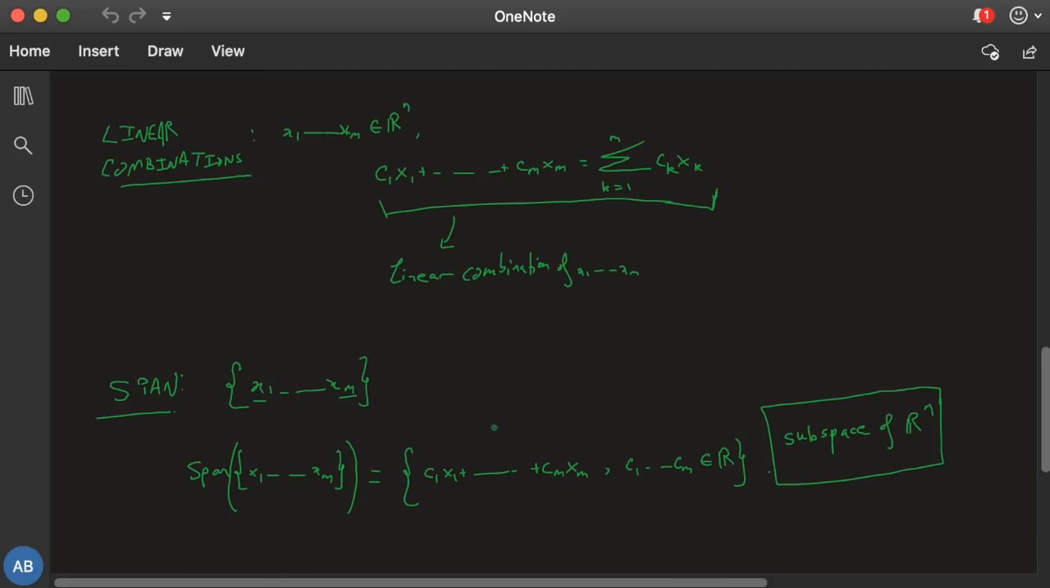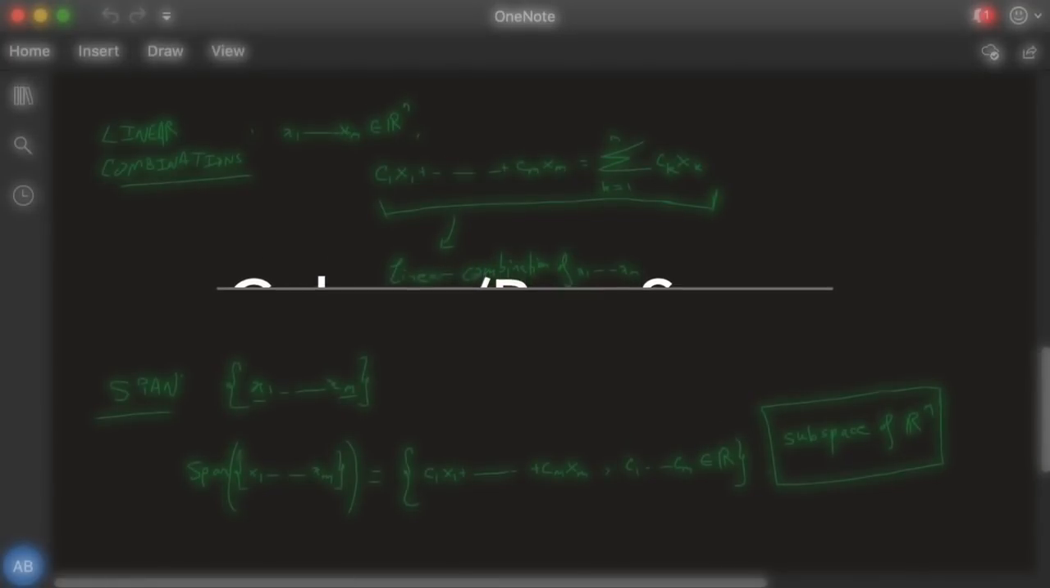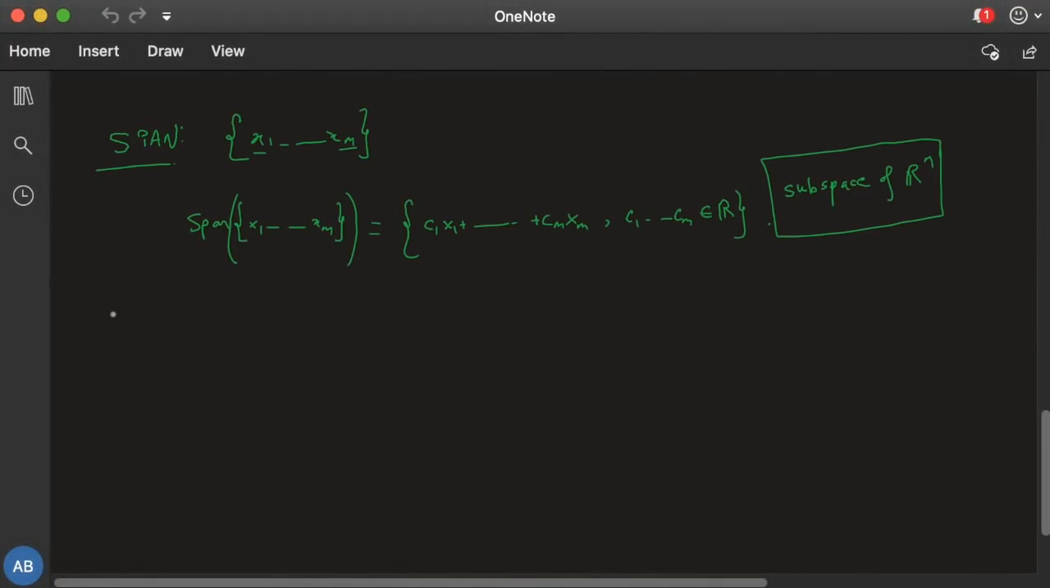I'm not going to give an example on spans and linear combinations yet. I'm just going to define one thing that totally depends on the span, thus the linear combination concept, and only then I'll give an example. So let's define two terms. Given a square matrix, we can define the so-called column space and row space. For the column space, if you look at A as a bunch of columns, A1, A2 down to An, then the span of the columns of A actually has a name.